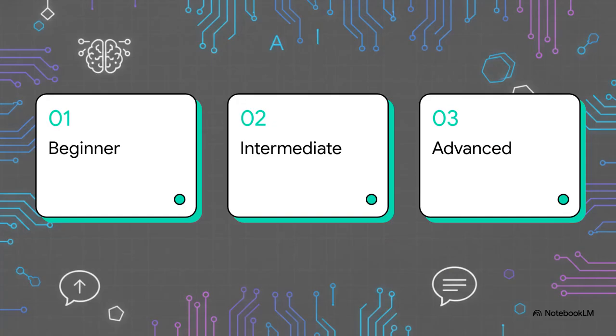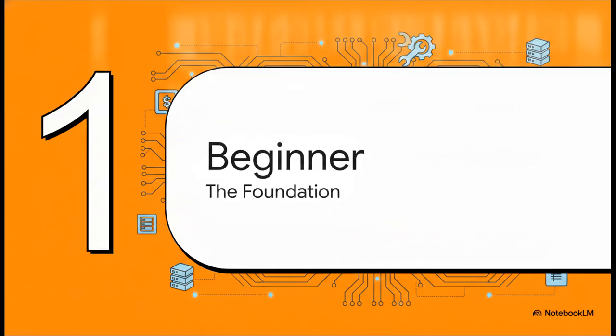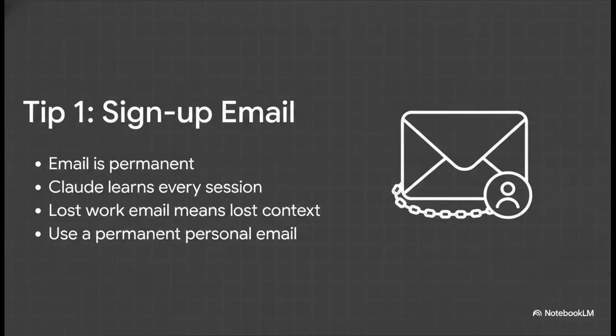We've structured this progression into 3 clear tiers for you: beginner, intermediate, and advanced. Starting off with part 1, beginner, the foundation. All right, tip number 1, choose your sign-up email very carefully.